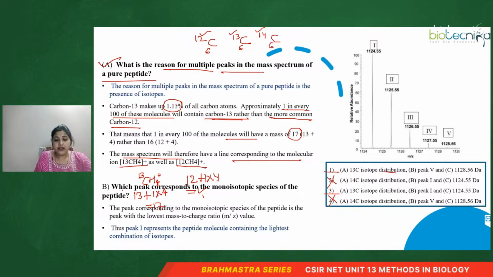So what is B? Which peak corresponds to the monoisotopic species of the peptide? Remember, the peak corresponding to the monoisotopic species of the peptide is the peak with the lowest mass to charge ratio. So if you see peak 1 to peak 5, peak 1 is having the lowest mass to charge ratio, that is 1124.55. You can see it is increasing, 1125.55, 1126.55, and so on. So that means B is peak 1, which is given in option 3, and therefore your answer is option 3.